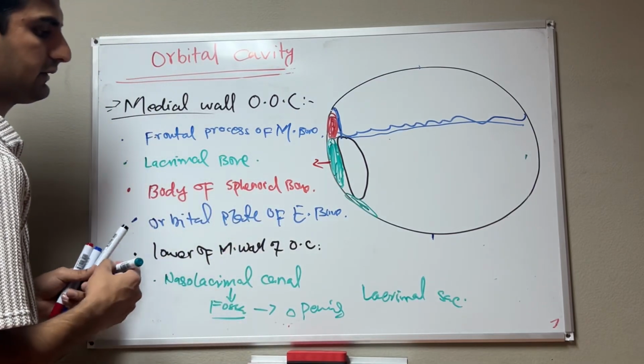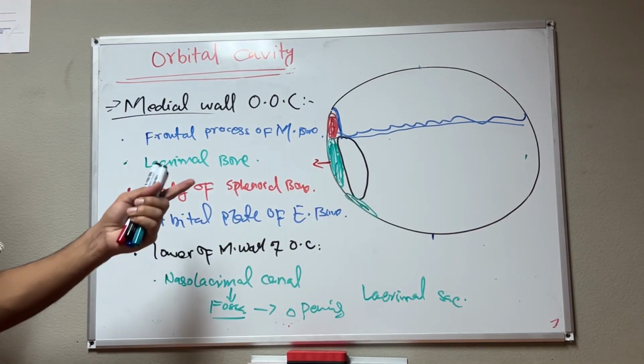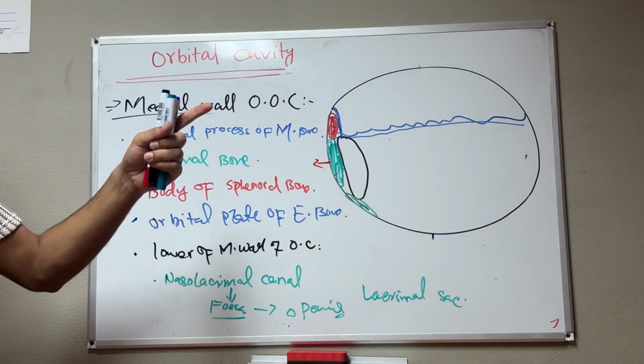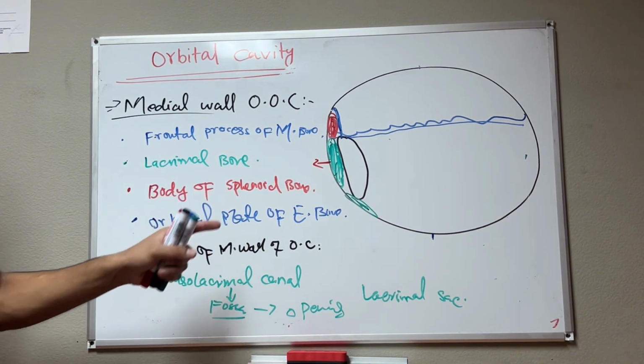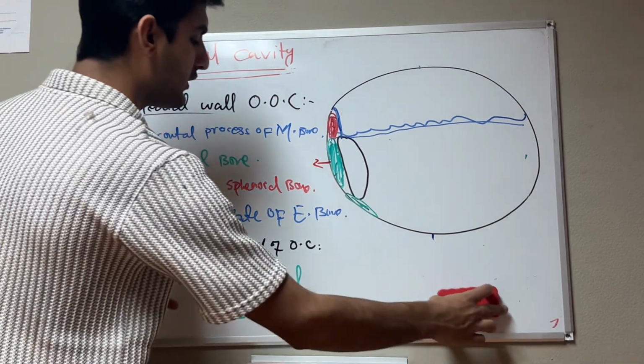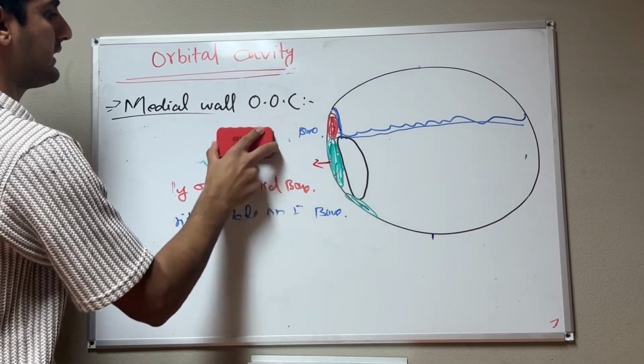Okay, this is opening in the lacrimal sac. Next we have this formation that takes part in the medial wall of the orbit. Now we are going to discuss another wall of the orbital cavity.